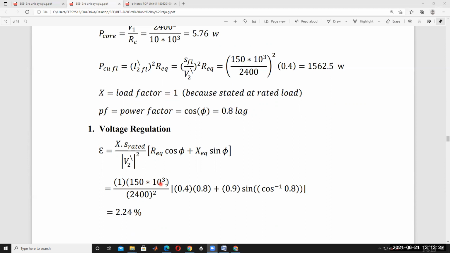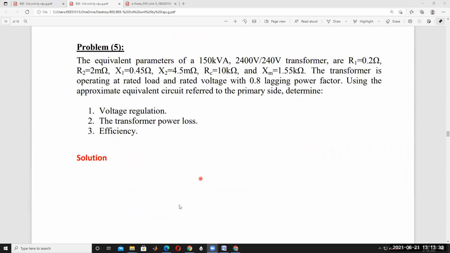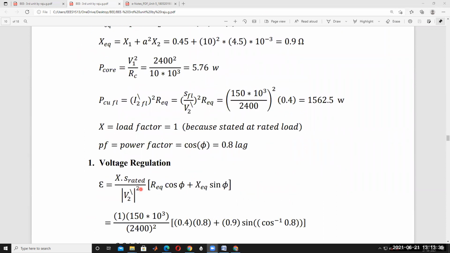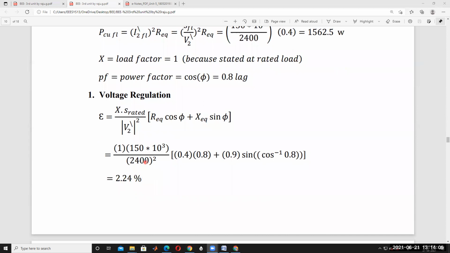So 150 into 10 cube, the kVA rating of the transformer, divided by 2400, where V2 dash is referred to the primary, multiplied by R equivalent cos phi plus X equivalent sin phi. Here it is plus because of the lagging power factor. If it is leading, then minus: R equivalent cos phi minus X equivalent sin phi. But here the power factor is lagging, that's why it is positive. Then you will get 2.24%. This is the voltage regulation.